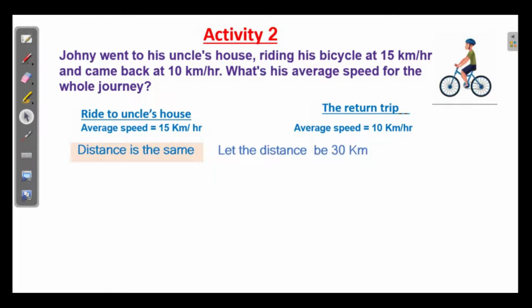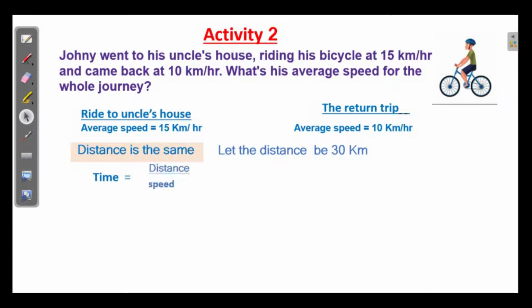The distance is the same. So, let the distance be 30 km. Here we have to divide by 15 and 10. Multiples of 15 are 15, 30, etc. And multiples of 10 are 10, 20, 30, etc. So, the least common multiple is 30. So, let us take the distance as 30 km.